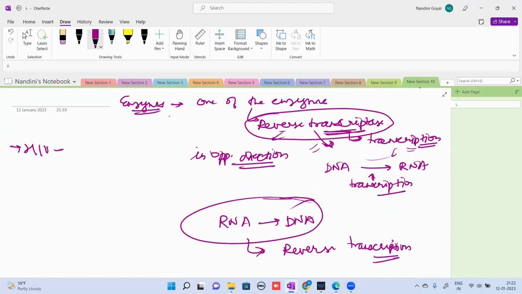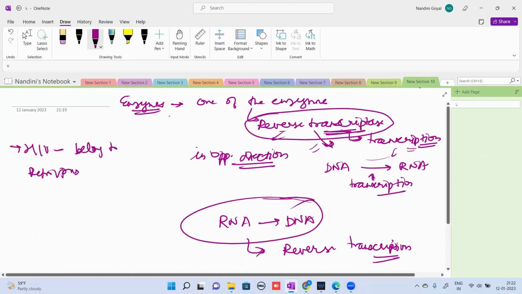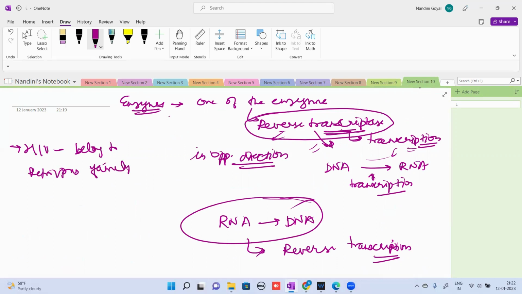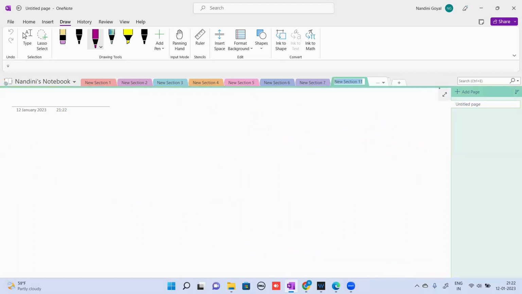Now this HIV belongs to the retrovirus family. What are the retroviruses? The retroviruses are those viruses which have RNA and they make DNA from RNA. So this is the case that happens in these viruses. That's why we call them retroviruses. HIV is a retrovirus. Got it?